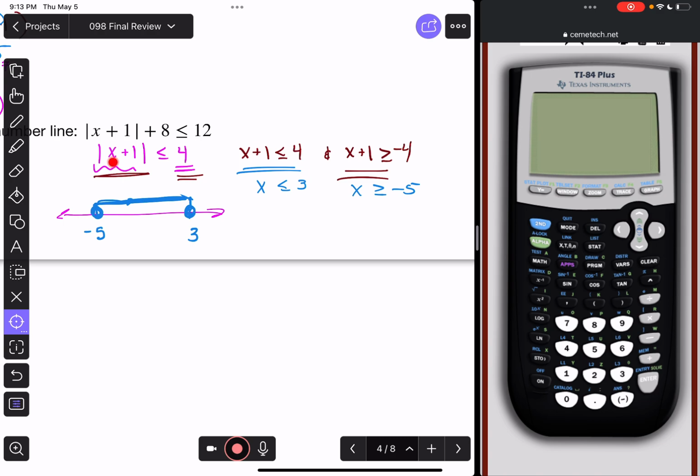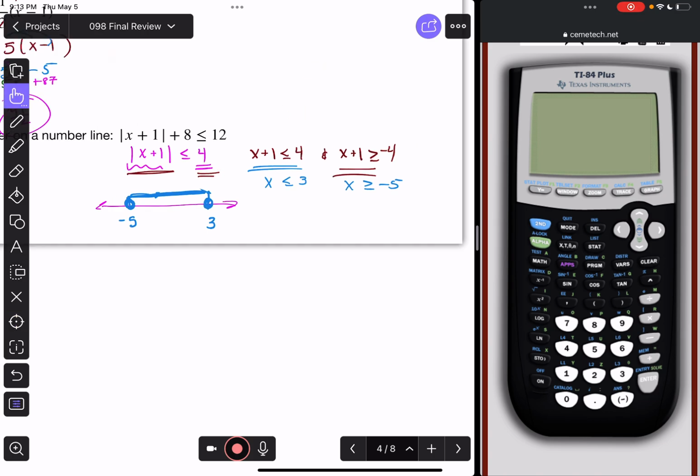Try it out. 0 plus 1 is 1. 1 is less than 4. True. Try negative 4 in here, right on the edge almost. Negative 4 plus 1 is negative 3. Absolute value is 3, and 3 is less than 4. Negative 5. Negative 5 plus 1 is negative 4. Absolute value is 4. 4 is equal to 4. So yeah, that works. So there's all our answers.